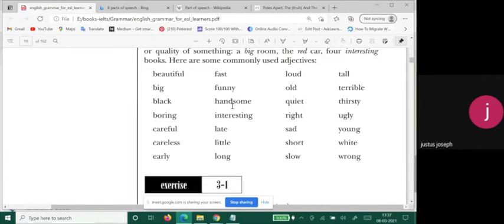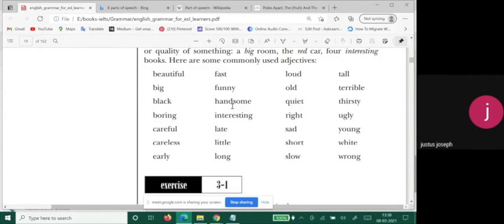Handsome boy, handsome fellow. An Englishman would say, oh, such a handsome fellow. You will say, such a handsome boy. Look at the difference in vocabulary.